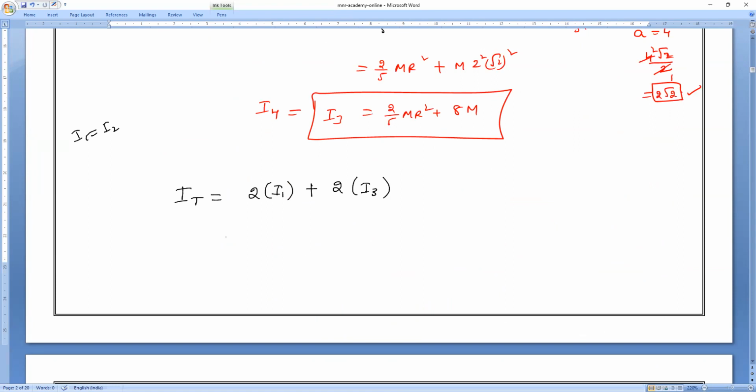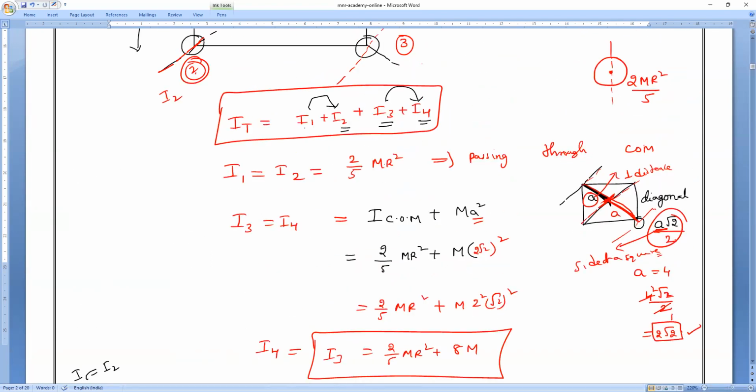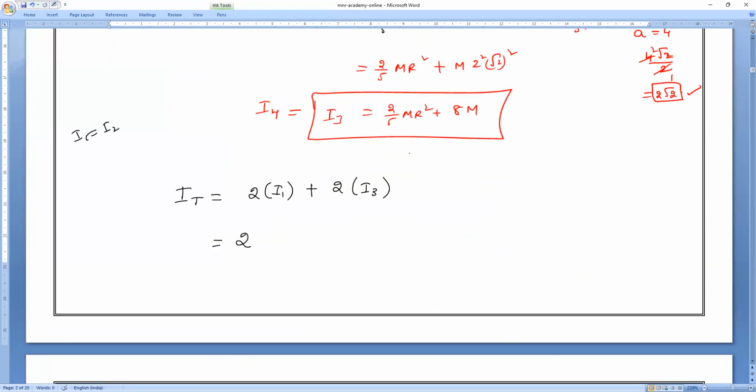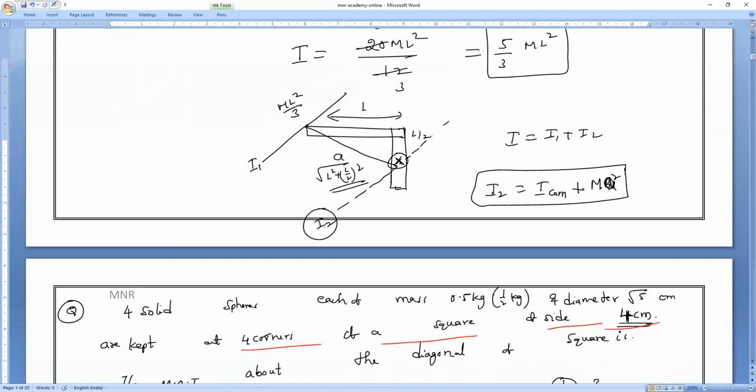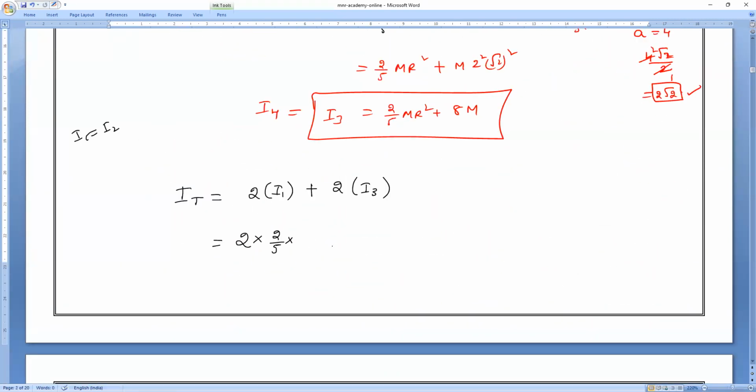Yes, that's all it is. So if you work it out, you will get the answer. So what is 2 into the I1 value? The I1 value, here you can see, is 2 by 5 m r square. Understanding? So 2 by 5 into 2 by 5. What is the m value? Check the question. Each one's mass, how much? 1 by 2 kg, 0.5 kg. So it means 1 by 2 into r square.